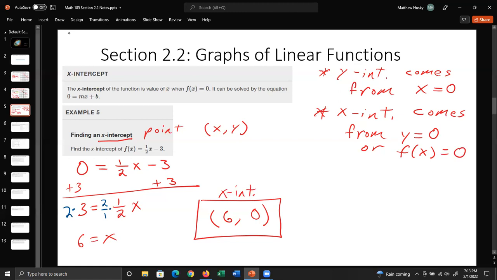The x-intercepts are on the x-axis, the y-intercepts are on the y-axis. That's part of where they get their name. It tells you which axis the point is on.